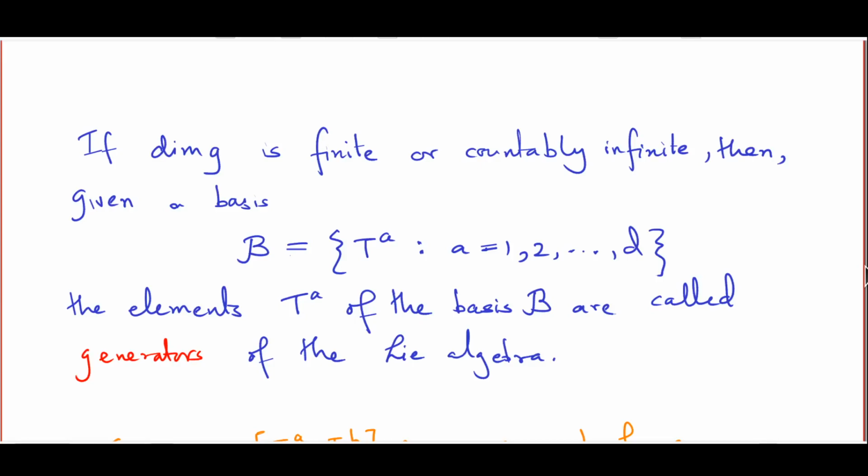Now, as we have just said, the most important thing about a Lie algebra is that it has a Lie product or a Lie bracket.